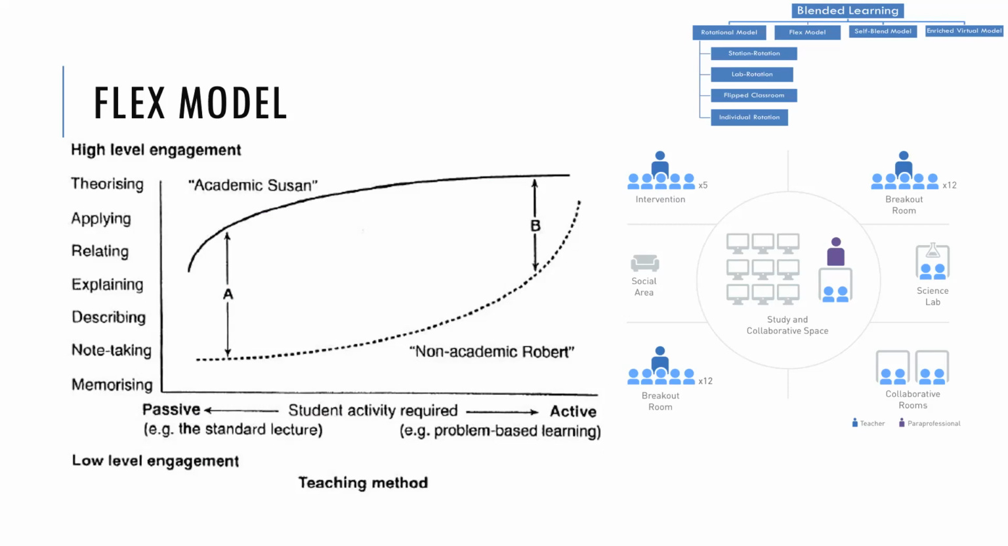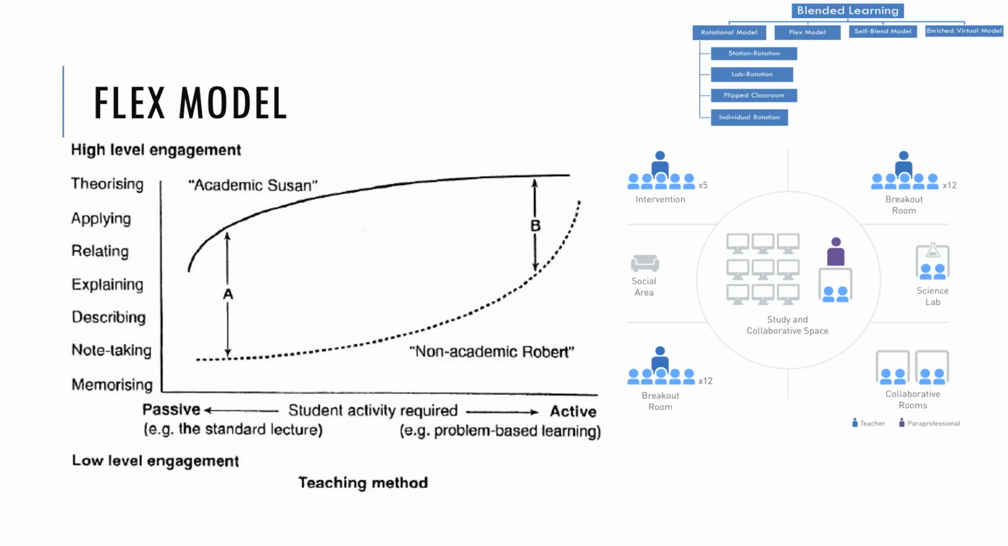And your role is to make sure that the academic Susan goes to the theorizing and applying level in the time period you have as her lecturer in that particular course or in the particular number of years. But the academic Susan can get absolutely bored with the coursework, with the teaching, with the pace, with the fact that she has to perhaps work with the non-academic Robert.